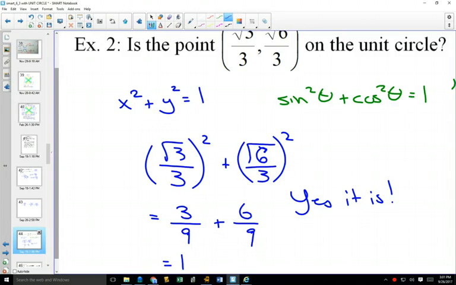If that number did not come out to equal 1, then it would not be on the unit circle. So that is how we can tell if a point is on the circle or not. Sine squared plus cos squared would have to equal 1. And so you could do one value squared plus the other one squared and check. If it's equal to 1, then that point is on the unit circle.